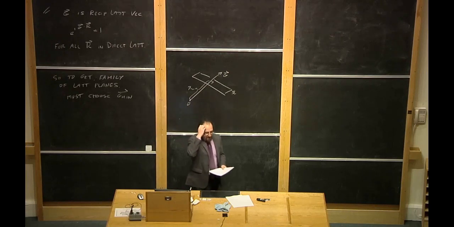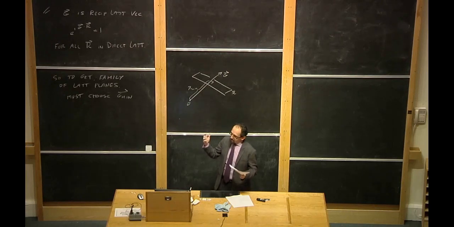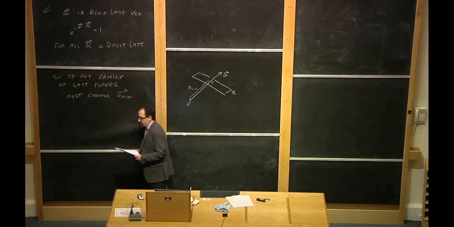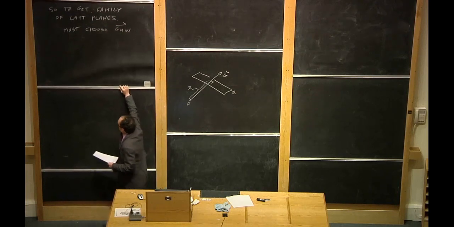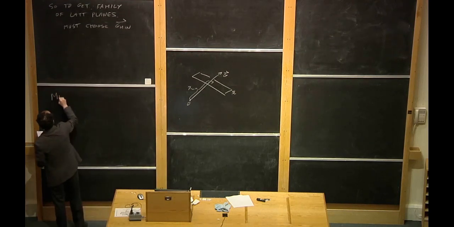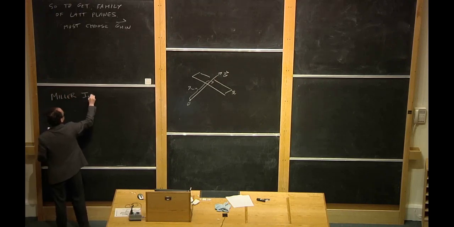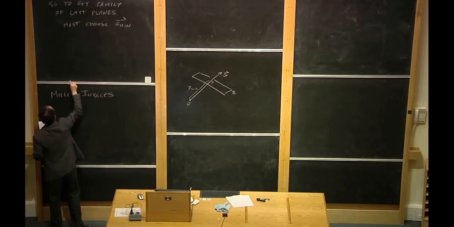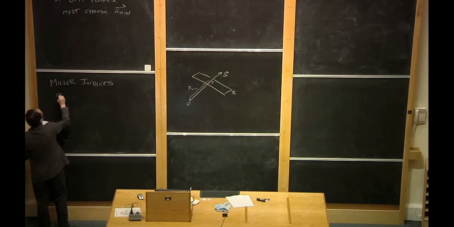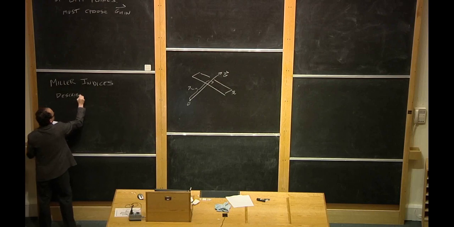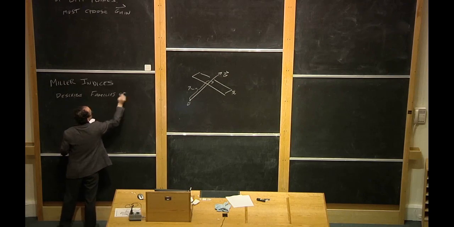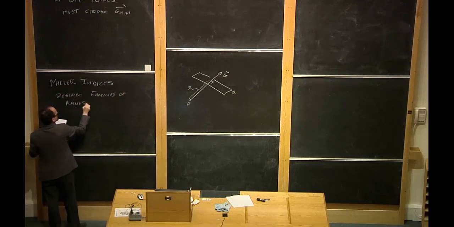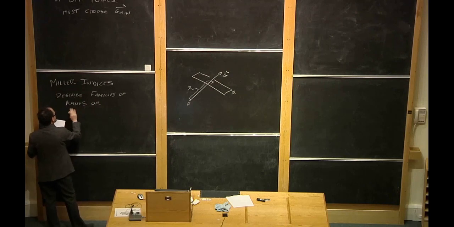Now it's useful to come up with some way to describe these families of lattice planes, or these reciprocal lattice vectors. And this is a type of notation that we will use very frequently, known as Miller indices, for describing families of planes or vectors in reciprocal space.